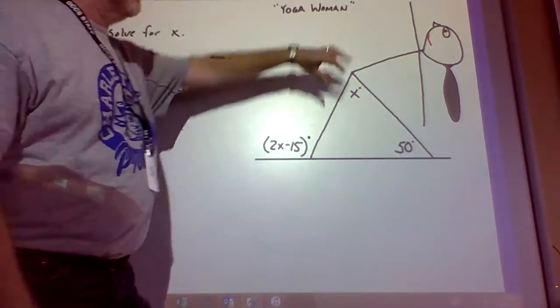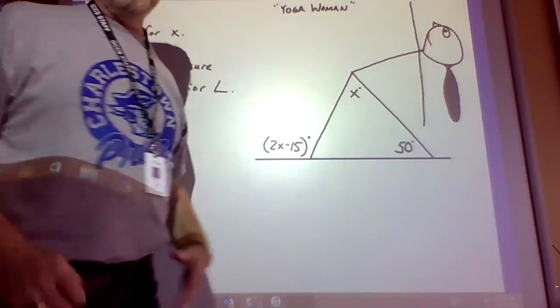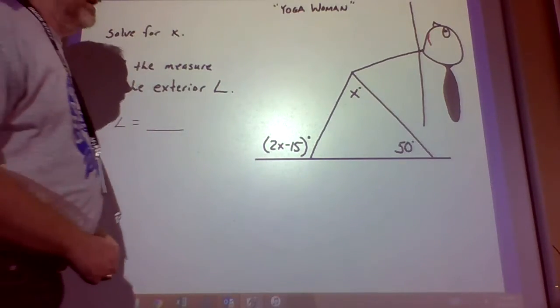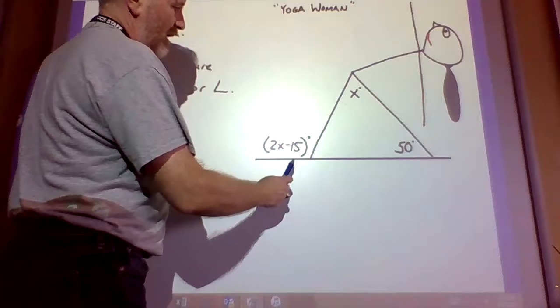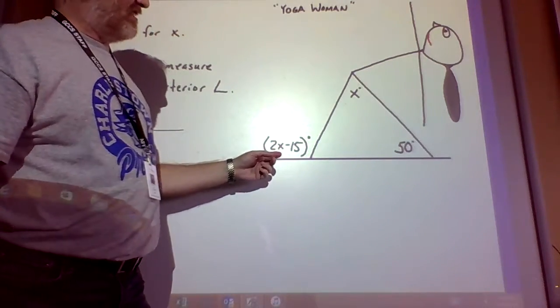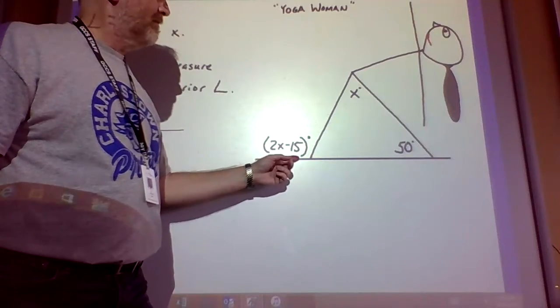What we care about is that her legs and the ground make some angles that do what we tried to demonstrate here. So I guess that's her right leg, and the ground makes an exterior angle of 2x minus 15.